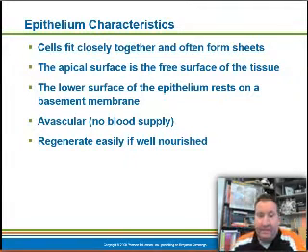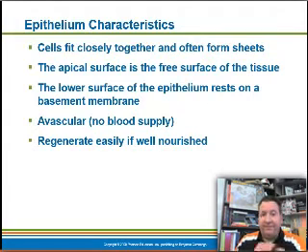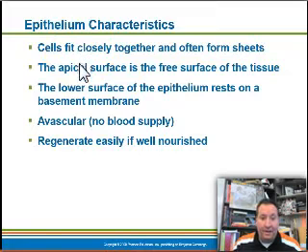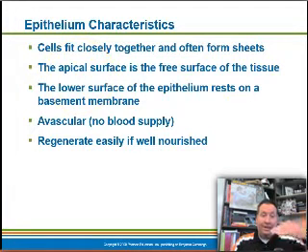All right, so some of the major characteristics of epithelial tissue is that the cells fit tightly together, which we already talked about. With epithelial tissue, there's going to be an apical surface. That's the free surface of the tissue that's going to be exposed to an open area. And then that lower surface is going to attach to a basement membrane that's going to attach to another type of tissue. So you have an apical surface, and then you have a basement membrane that it rests on. Epithelial tissue does not have a blood supply, so it's going to get the nutrients that it needs through diffusion. That's how it's going to get the nutrients that it needs.